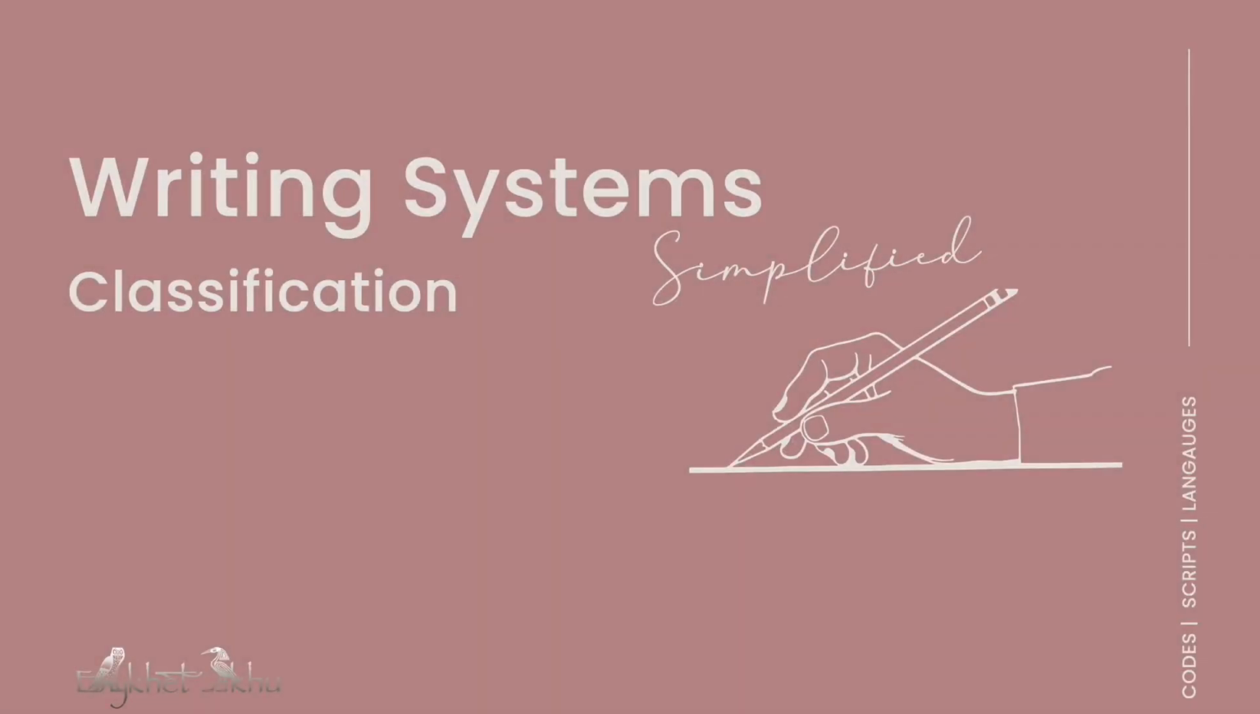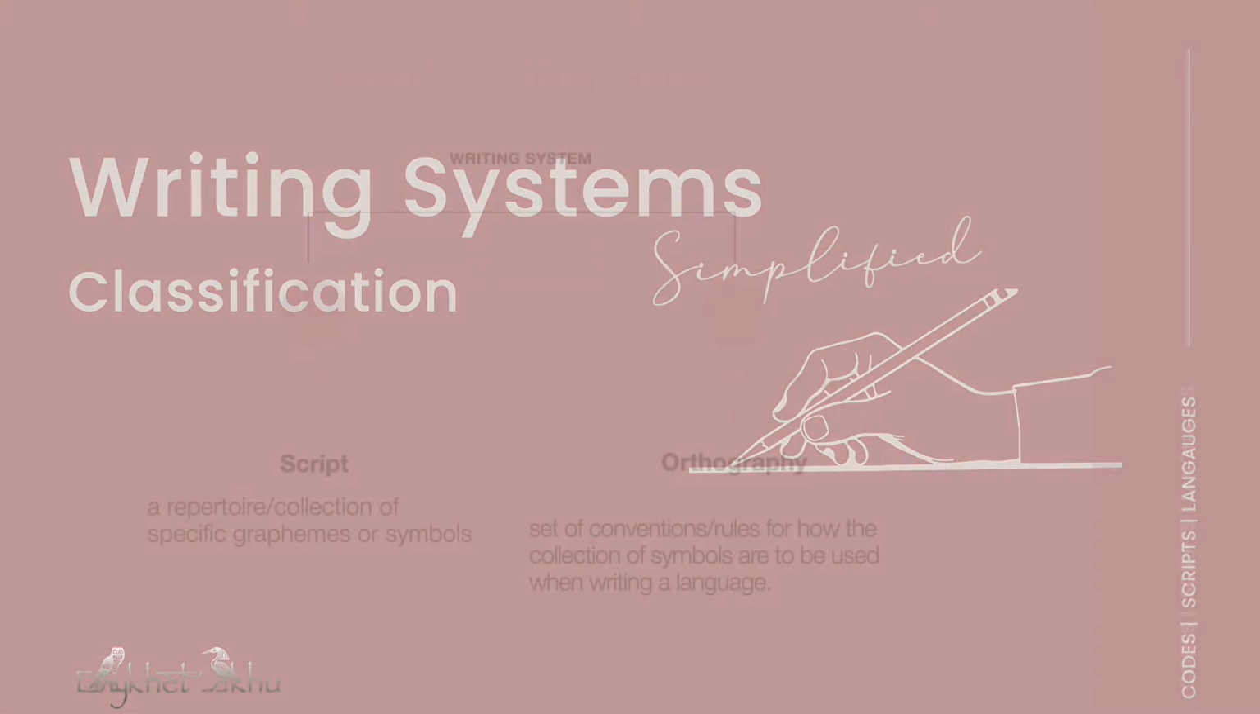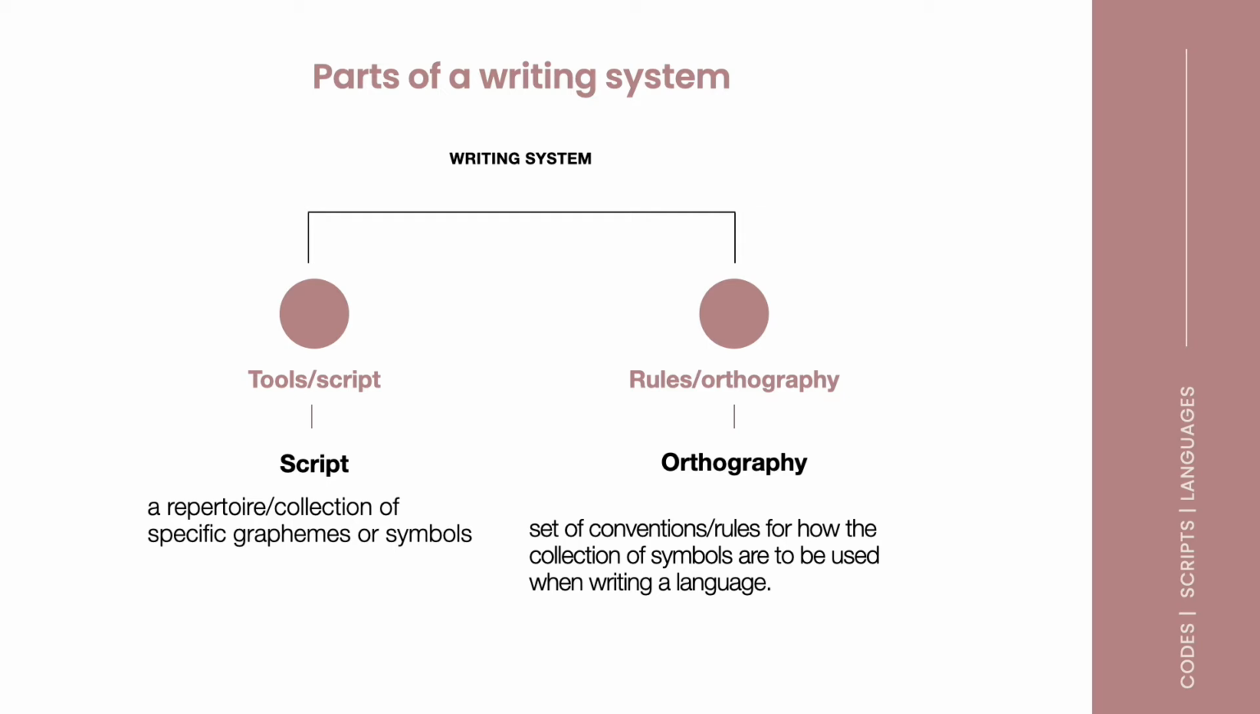In this section, we're going to take a closer look at how writing systems are classified. Earlier, we talked about the writing systems and the characters within them that make up the script. The characters in a writing system can either be used to represent sounds or meaning, and sometimes both.